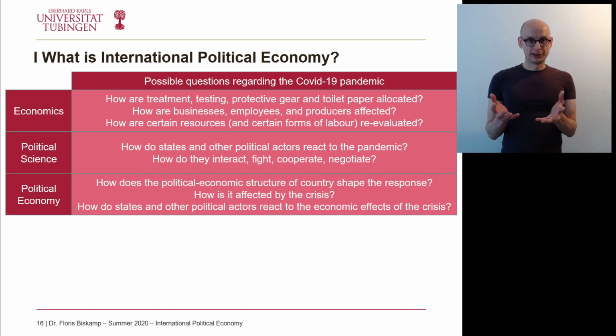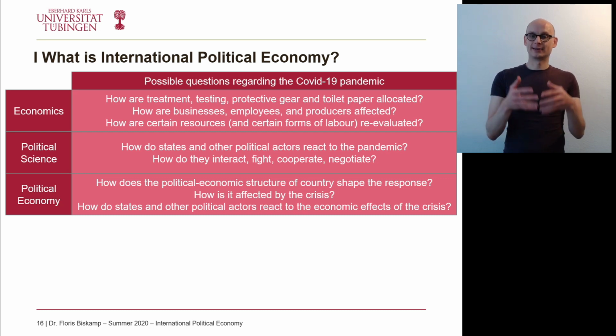When it comes to political economy, we can, for example, ask how the political economic structure of a country shapes the response of that country. For example, we can look at the strong welfare states of Northern Europe on the one hand and the rather free market economy of the United States on the other hand. All of these countries are roughly as rich as one another, but yet the means they have to stabilize the economy are very, very different.